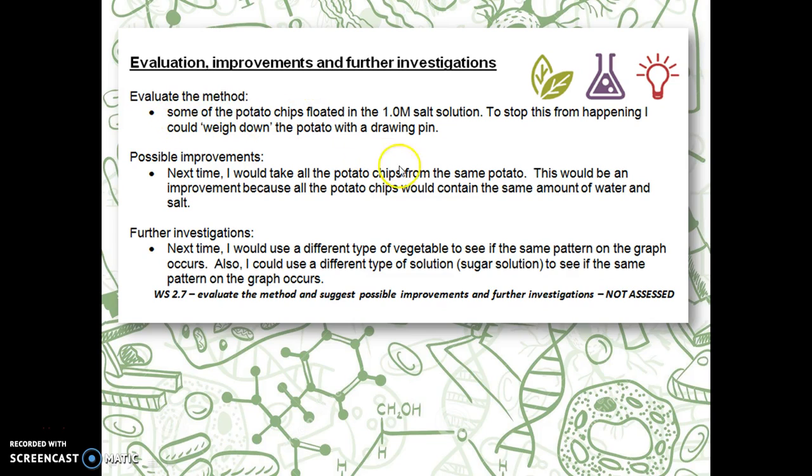So here's a good example. The potato chips may float in salty water, like if you ever go to the Red Sea in Egypt, I think it is, where there's loads of salt, you can float dead easily. So you might want to weigh all your potato chips down with a drawing pin to make it a nice fair test. If you didn't, the one on the surface hasn't got all the water around it, so it's not going to have as much chance for osmosis as the others. So it wouldn't have the same surface area. That's not fair.